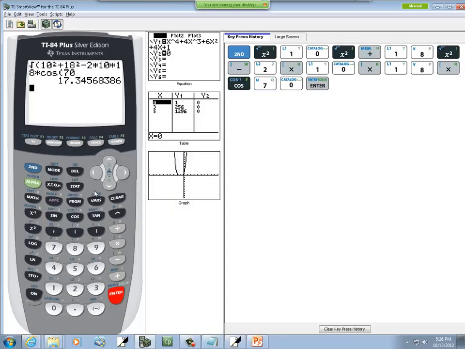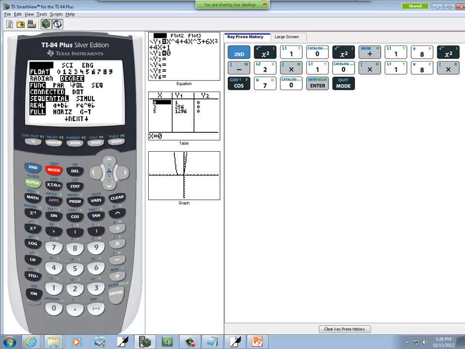Now, you want to make sure you're in degrees. If you didn't get that answer and you typed it in exactly as I did, go to your mode, down arrow to the third line, right arrow, and highlight degrees.